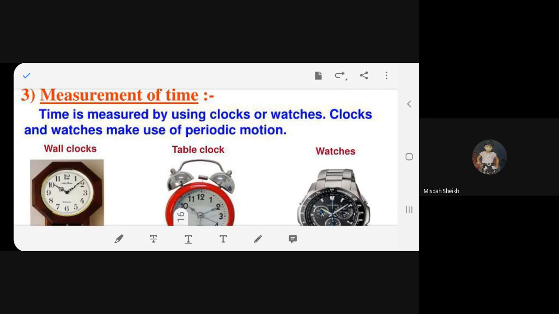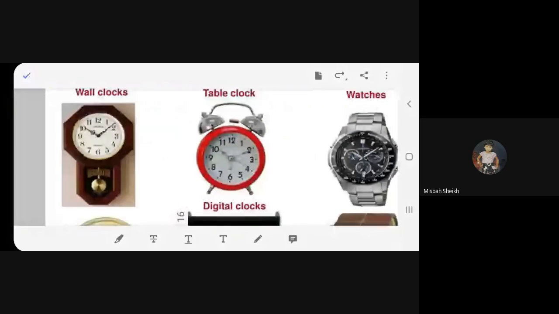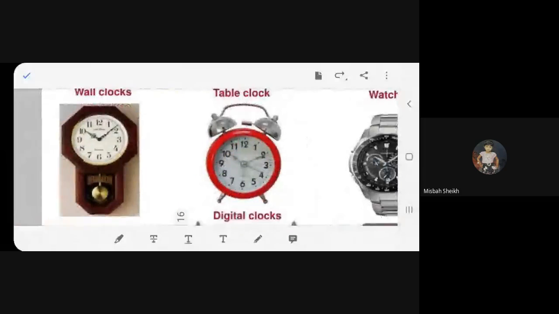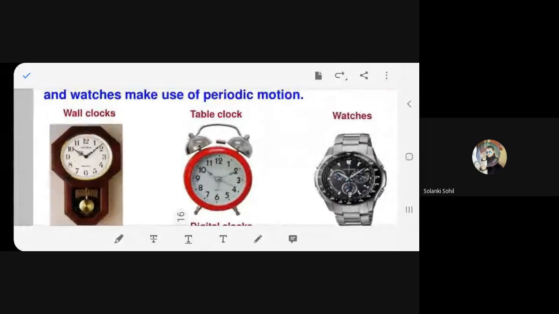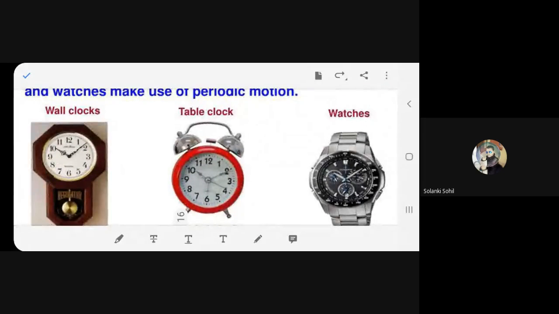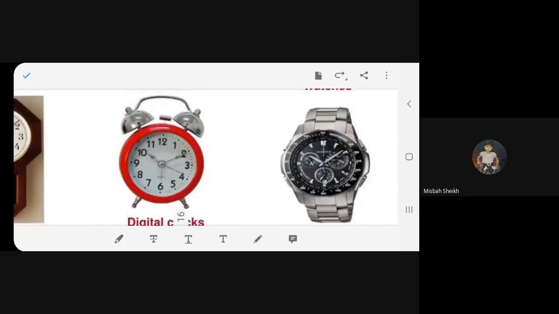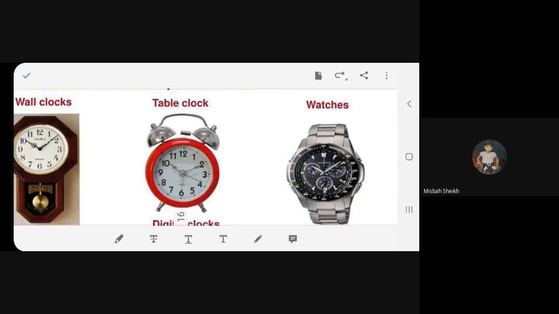Yes, beta? So one by one we'll observe the types, then you will understand it nicely. That's why I've taken this picture. Wall clocks with the pendulum. Agree? So wall clocks have got a pendulum. Okay. Now this is the table clock with alarm. These are the watches that we wear. Your papa, your brother, they're wearing these watches. Yes or no?